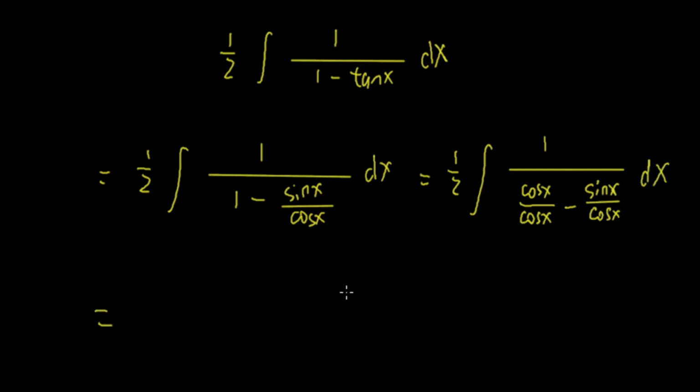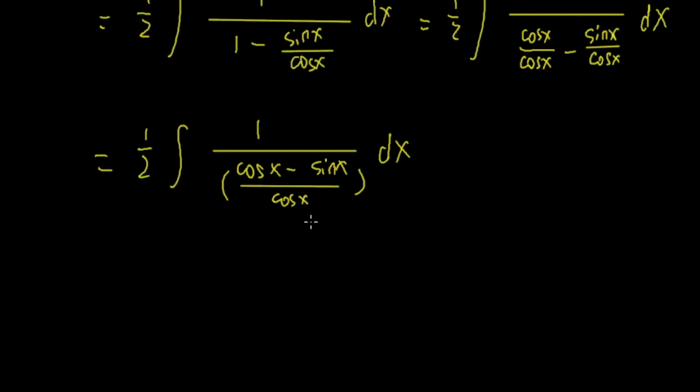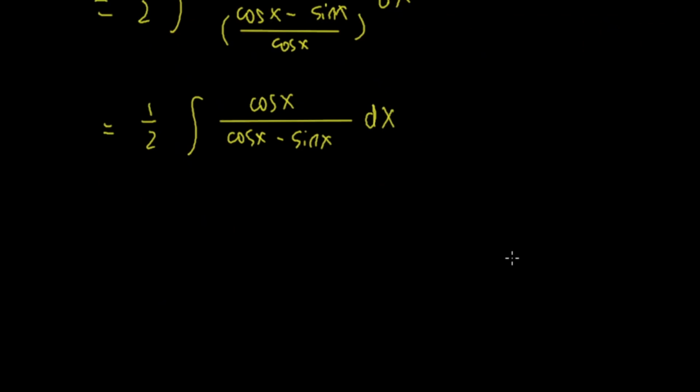dx. Now we can group this together. We have 1/2 integral of 1 over cosine x minus sine x, all over cosine x, dx. Now, it's the inverse of this, right? So it's equal to 1/2 integral of cosine x over cosine x minus sine x dx. Okay, now, how do we integrate this? It does not look like the U substitution method will work, right?